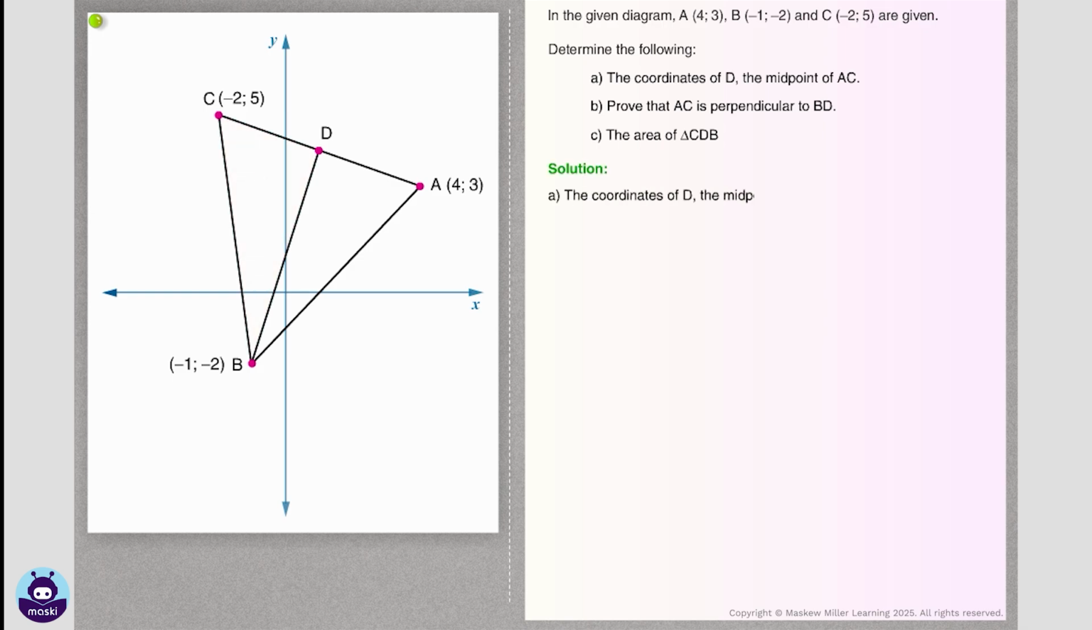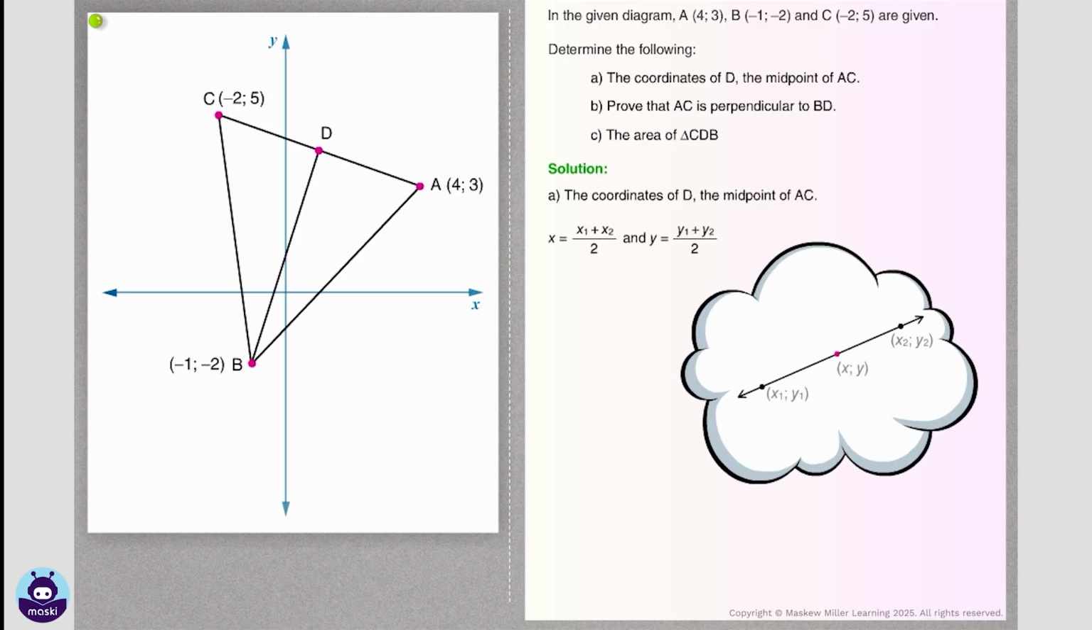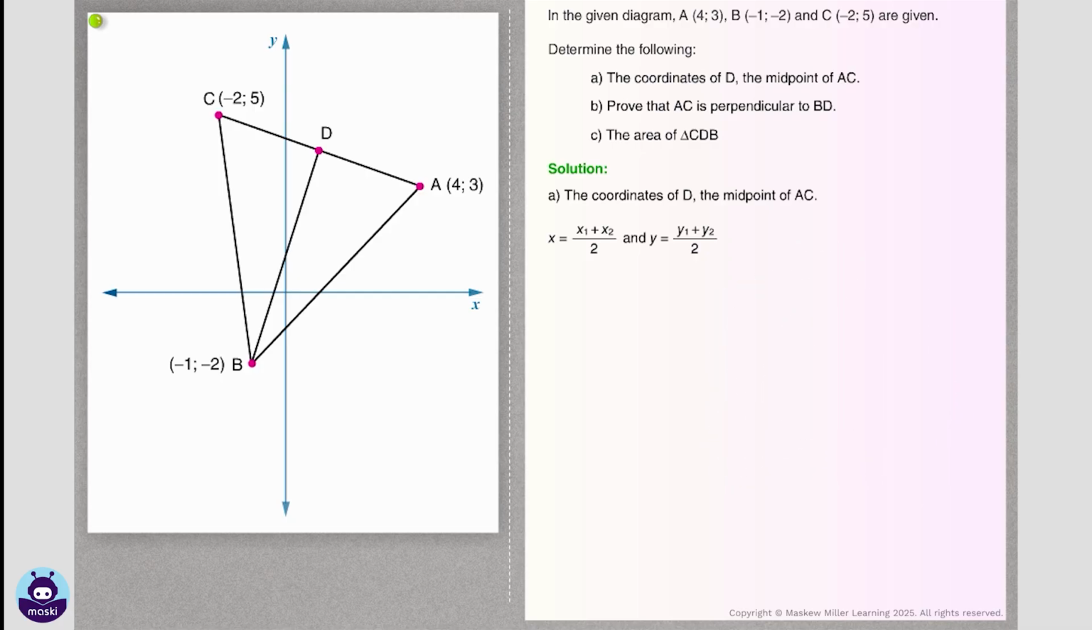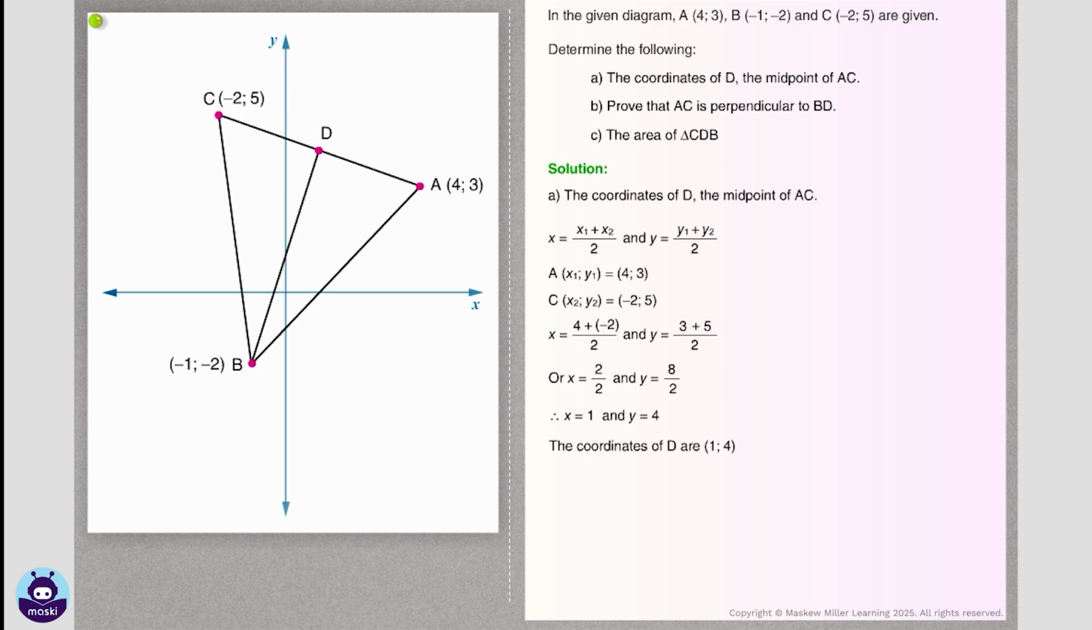Solution. Let us find out the coordinates of D, the midpoint of the line segment AC. The formula for the coordinates of the midpoint of a line segment is x equals (x1 plus x2) over 2 and y equals (y1 plus y2) over 2. Substituting the values, we get x is equal to (4 plus -2) over 2, and y is equal to (3 plus 5) over 2. Therefore, x is equal to 1 and y is equal to 4. The coordinates of D are (1, 4).